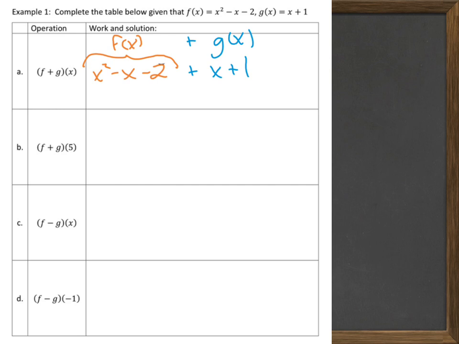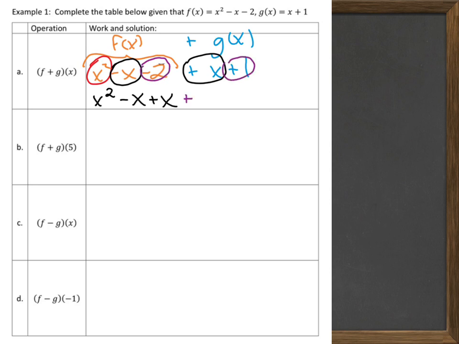So now we have this whole expression, and we can start thinking about what the like terms are. Here we have an x squared term. Do you see anywhere else that we have an x squared term? I don't see any, so I'll just write x squared. What about linear x terms? I have a minus x and a plus x, so let's write those next to each other. Then I have a minus 2 and a plus 1. Those are like terms, so we'll write those next to each other.